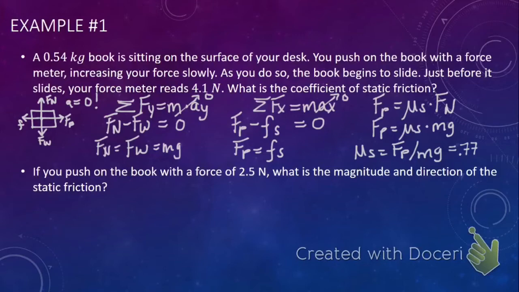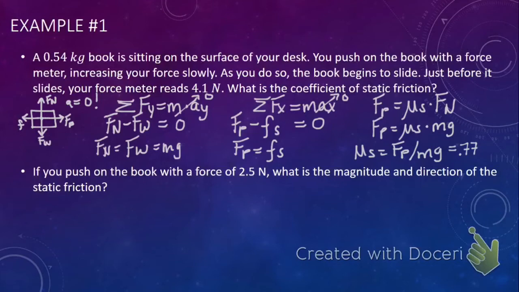Right? And there are no units that go with our coefficient of friction. It is just a unitless number. That goes ahead and takes care of part A on this particular example problem. For part B, this goes back a little bit more towards the definition of what's going on with static friction. Remember, static friction can take any range of values from 0 all the way up to that maximum value. We found the maximum value of our static friction with the 4.1 newtons.